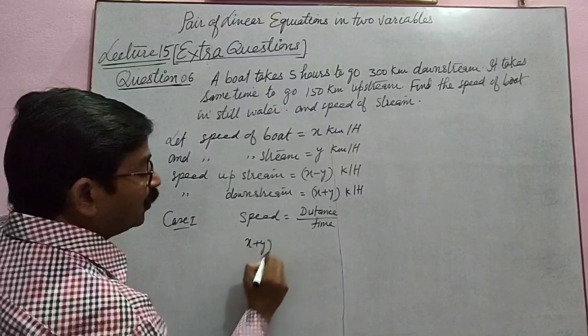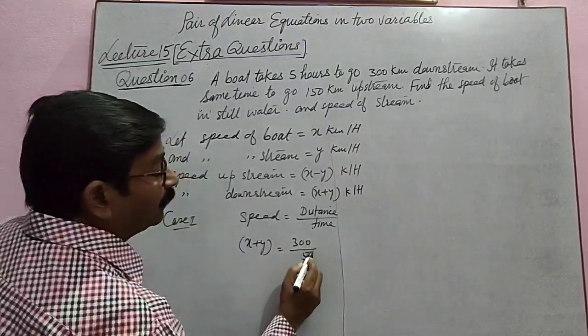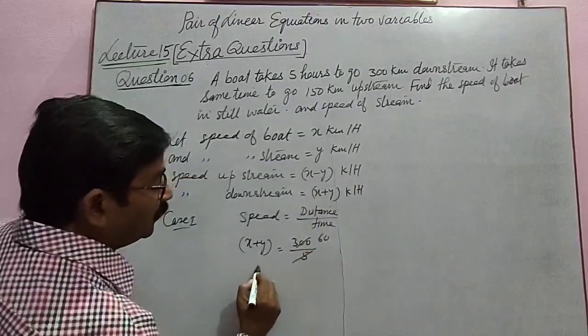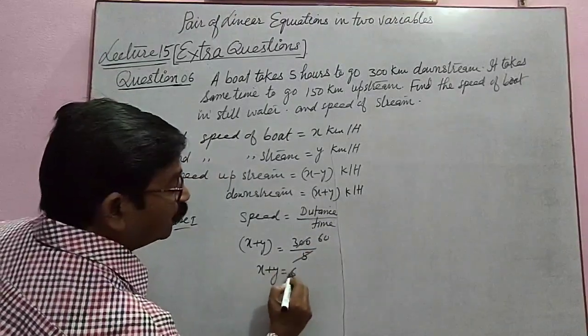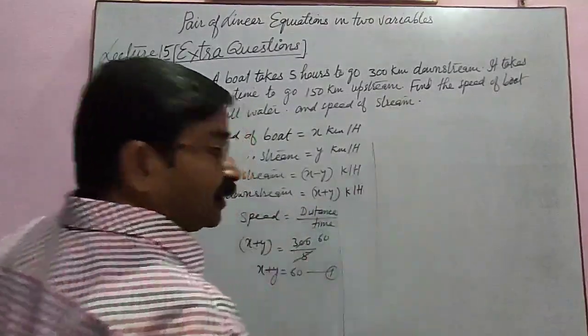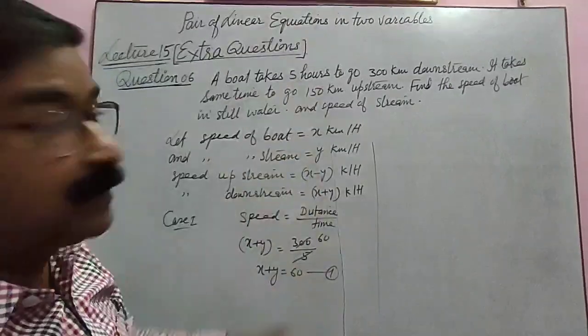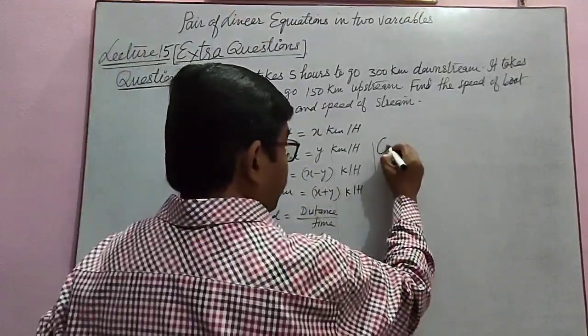So x plus y is equal to 300 and time taken is 5. 5 6s are 30. Means we have x plus y is equal to 60. Equation number 1. In the second case, it goes 150 kilometers in the same time. Time is 5 hours.